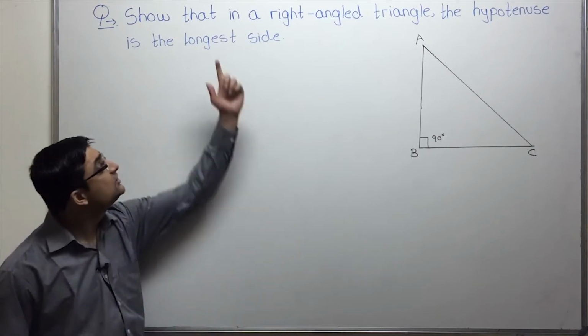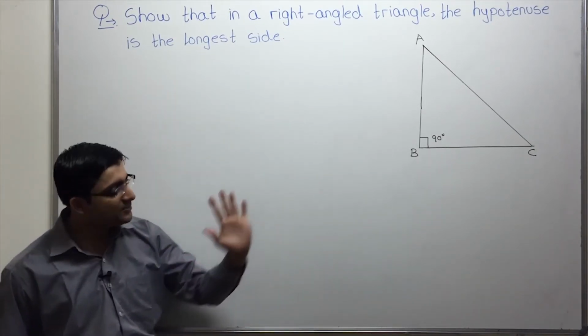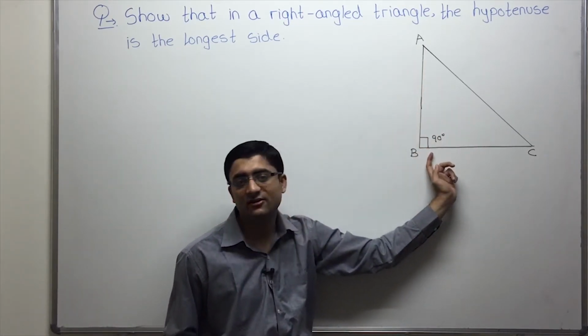So let's read the question. Show that in a right angle triangle, the hypotenuse is the longest side. So first step is draw your figure. I've drawn the figure over here. I've taken a right angle triangle ABC, right angle at B.